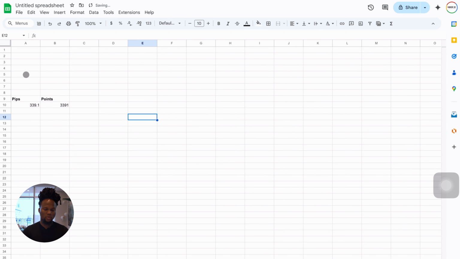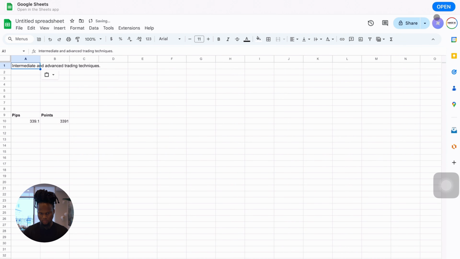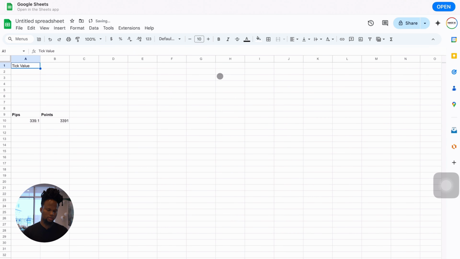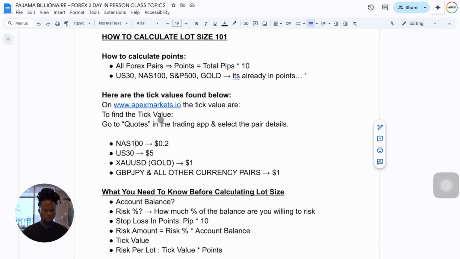Bear in mind, I'm just doing this with you guys right now. So let me show you a tick value. You can just use this. The tick value, NAS 100, and all of these are dollars. So NAS 100 is 0.2 per point.